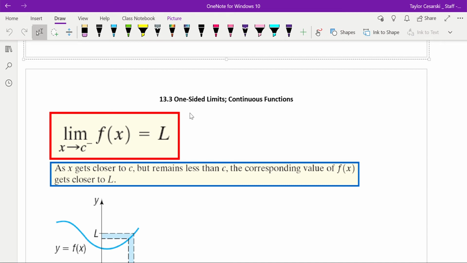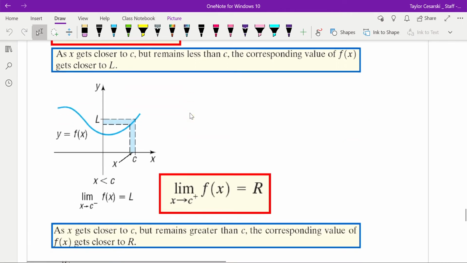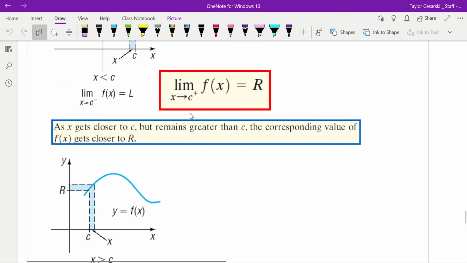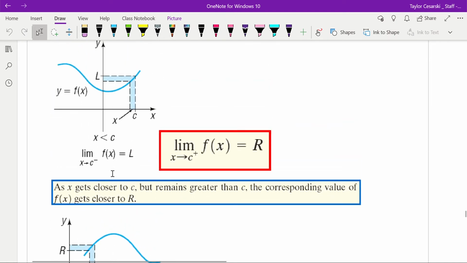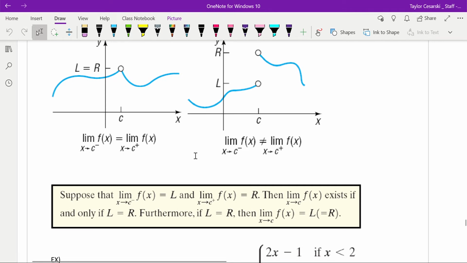Alright, hey guys, today is the last section on limits, 13.3, one-sided limits and continuous functions. So the first page just kind of gives you an overview. You can read through it about what it means for a limit to exist, what it means for one-sided limits. We've gone over this before, but if you see x approaches c and then a little negative sign, that means x approaches c from the left, and a positive sign is x approaches c from the right. So that gives you some stuff to read through.